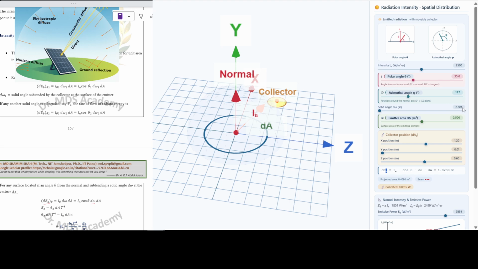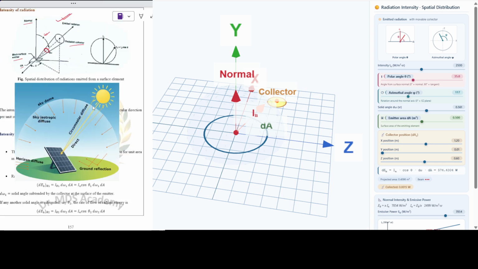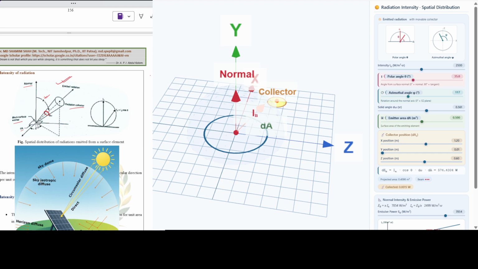At 0.001, the emissive power is showing 1.0239 watt. So as you increase the value of the solid angle, the emissive power keeps increasing. The same is true for the emitter area. When the area of the emitter is increasing, what is the maximum dB energy emitting from this emitter? You can find it from here.